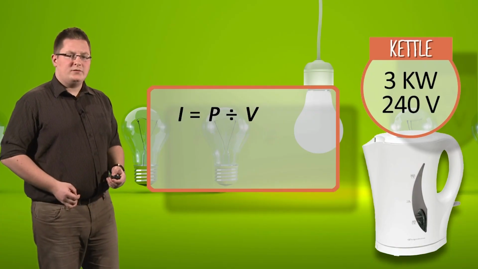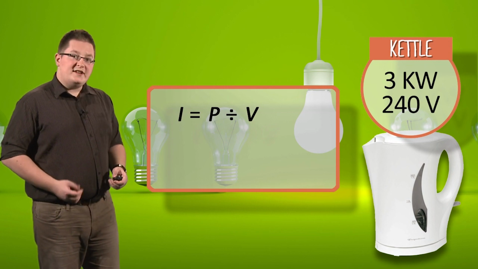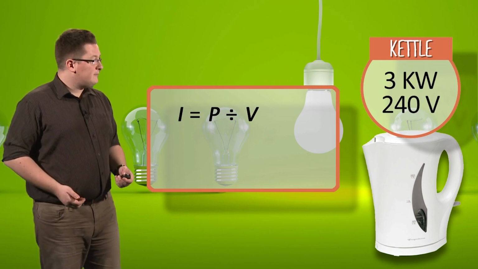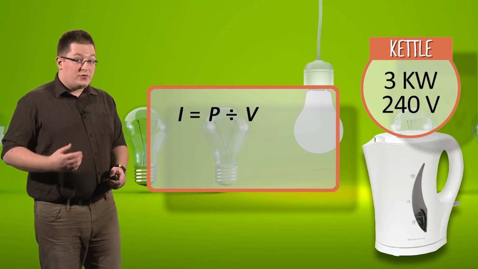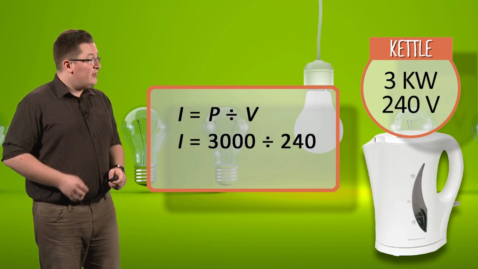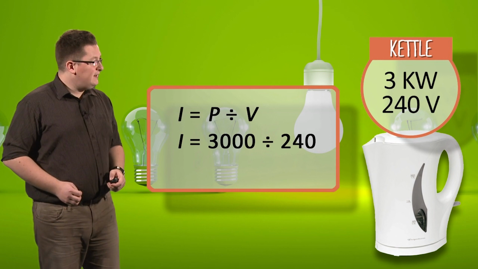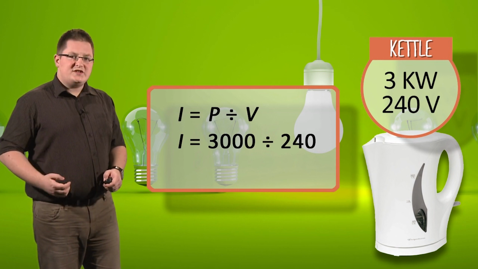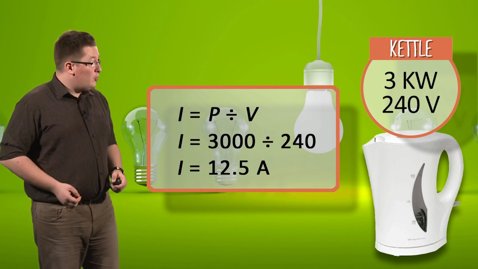How did you do? Well, current is power divided by voltage, which is 3,000. Don't forget that kilowatts means 1,000 watts. 3,000 divided by 240, which is 12.5 amps. That's a lot more than the light bulb.